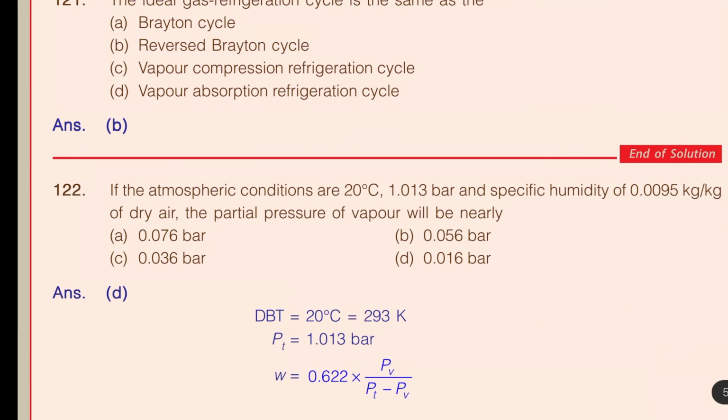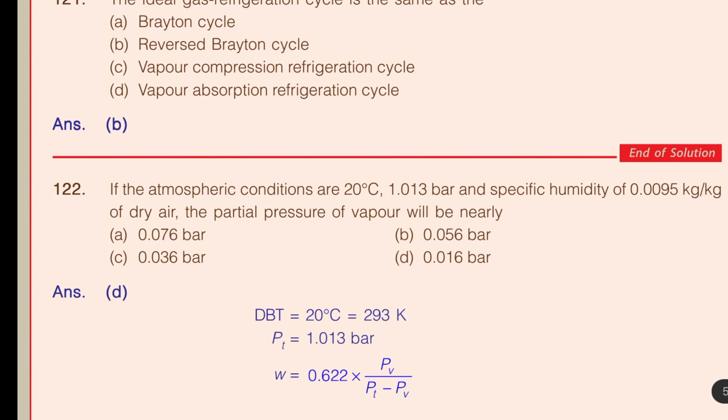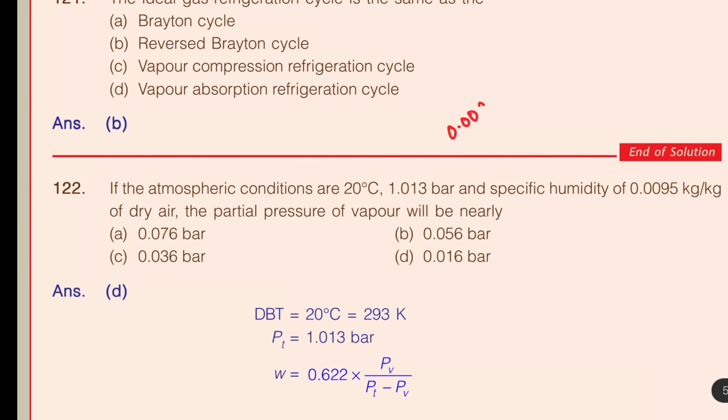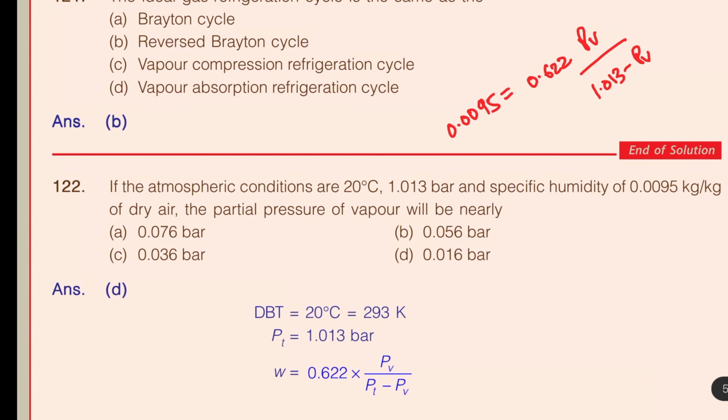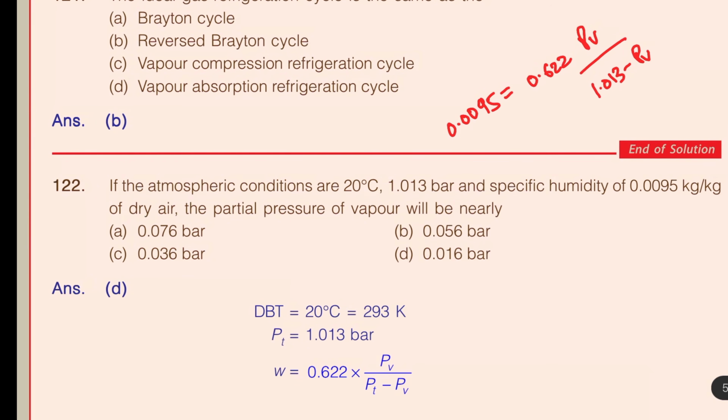The second example that we are going to solve over here is question number 122, and the calculation that we need to do here is 0.0095 is equal to 0.622 PV divided by 1.013 minus PV. Now it may be easier for you, it may be complex for you, but still I am going to explain it in view of the elimination method.